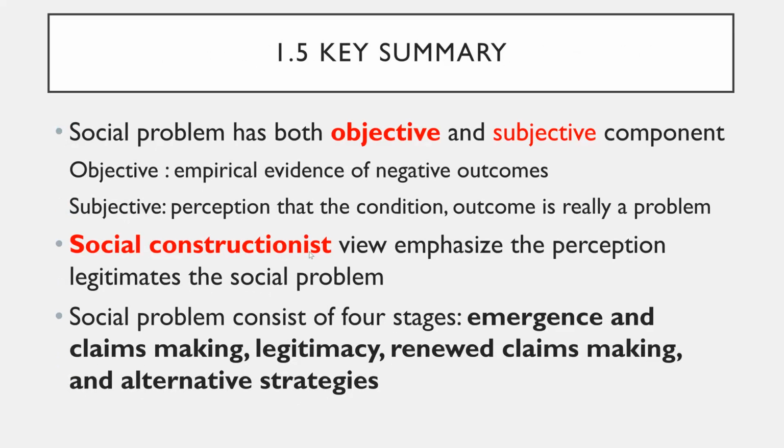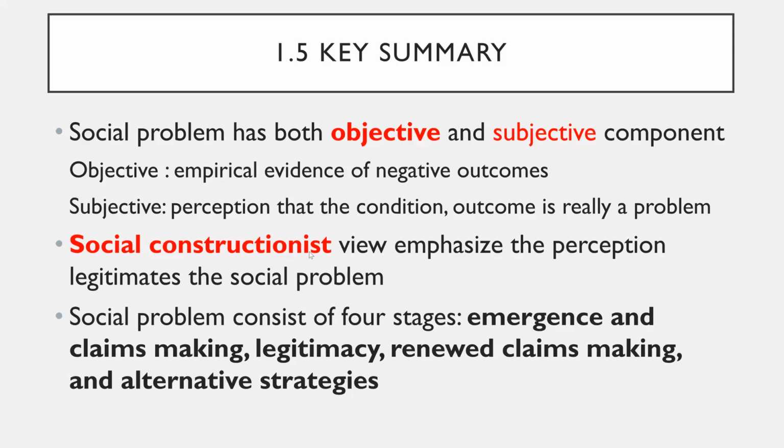So a social problem has both an objective and a subjective component. The objective component is the empirical evidence for the negative outcomes, such as crime statistics. And the subjective perception is that the condition and outcome can be varied by the perception of different groups. So social constructionists view perception as a very important side of the social problem.